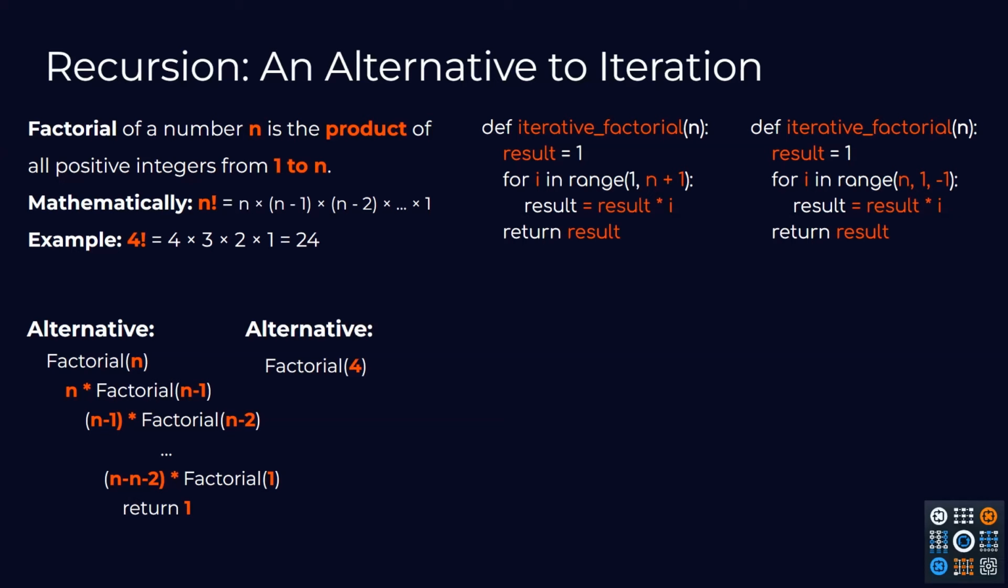Let's make it clear with an example. What is factorial of 4? Following the same recursive definition, it is 4 multiplied by factorial of 4 minus 1 or 3. And what is factorial of 3? It is 3 multiplied by factorial of 3 minus 1 or 2. And what is factorial of 2 then? Well, it is 2 multiplied by factorial of 2 minus 1 or 1.